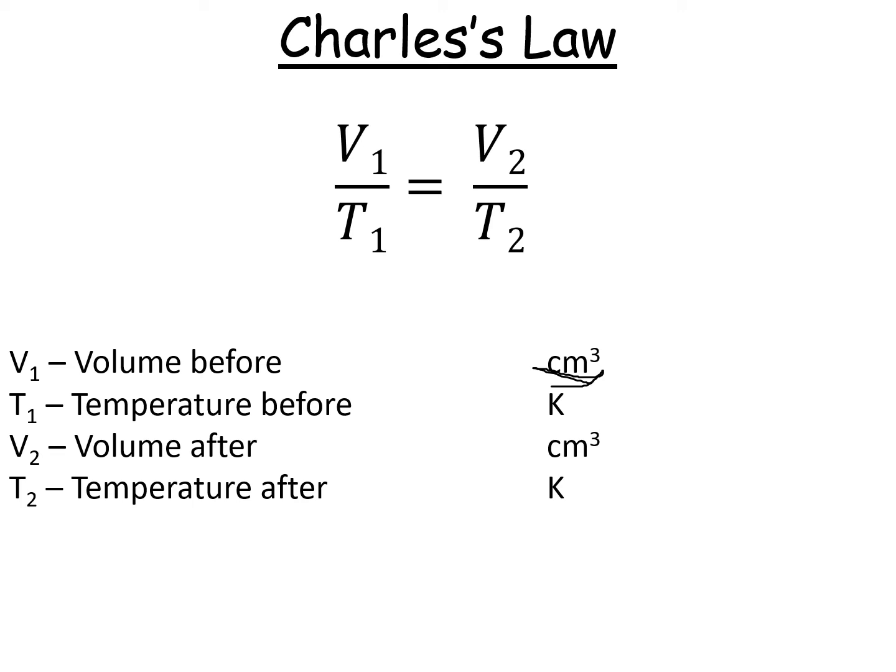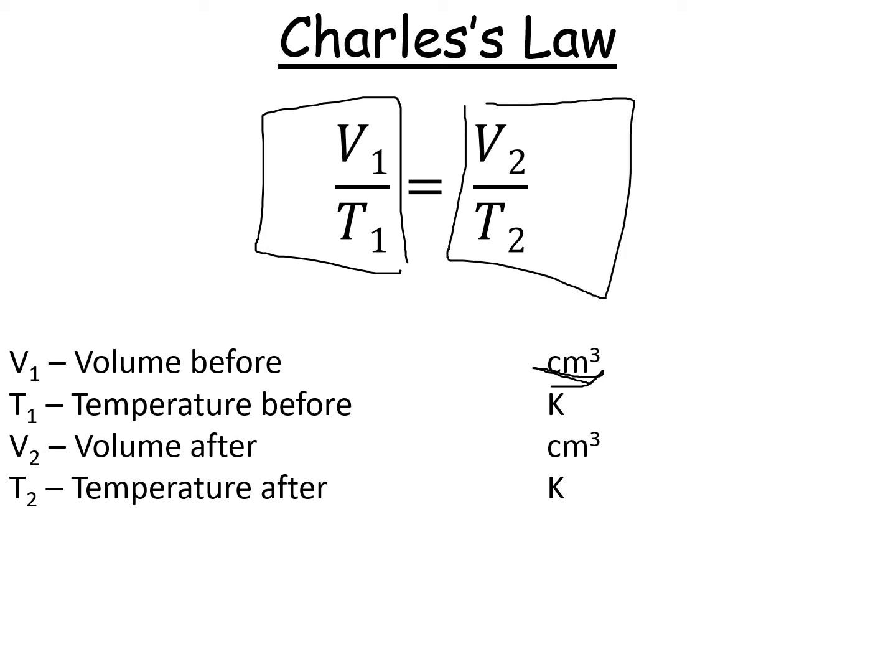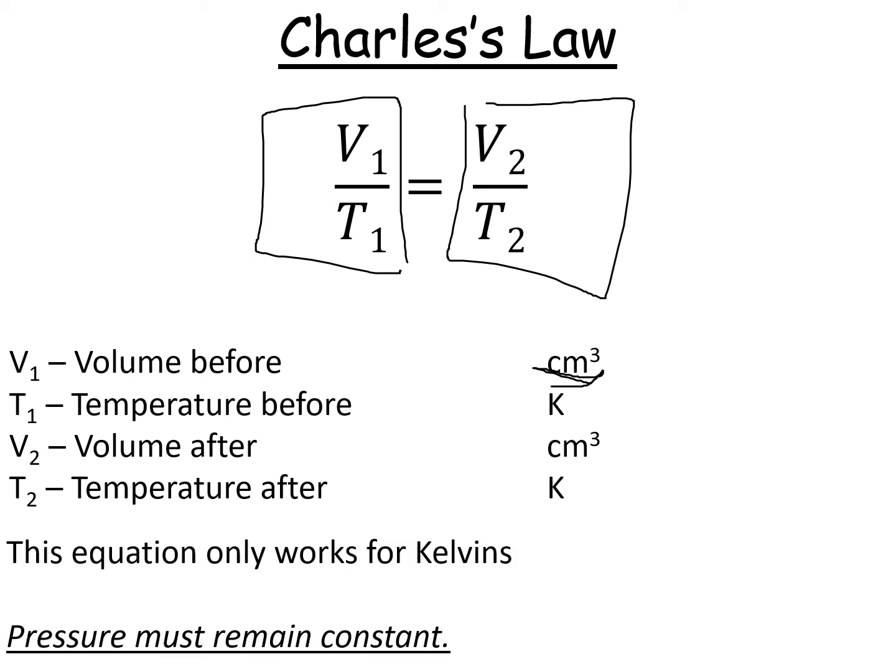What this relationship really says is that if you have a gas which has a volume and temperature at some point 1, then at some later point, you can work out its volume and temperature. The key thing about Charles's law, however, is that it must have, number 1, the temperature in kelvins, and number 2, the pressure must remain constant. If the pressure doesn't remain constant, we can't say this at all.